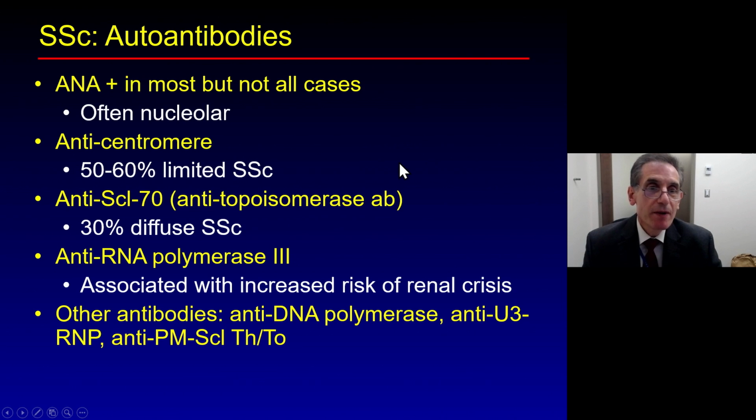In Scleroderma, most patients are ANA positive, but not always. They may be nucleolar positive when they are ANA positive. The centromere antibody is positive in 2/3 of patients with limited Scleroderma, and the anti-SCL70 antibody is positive in about 30% of patients with diffuse Scleroderma. There are other antibodies that you should know about, including the RNA polymerase III, which puts Scleroderma patients at an increased risk for renal crisis. And there are some other antibodies here as well.